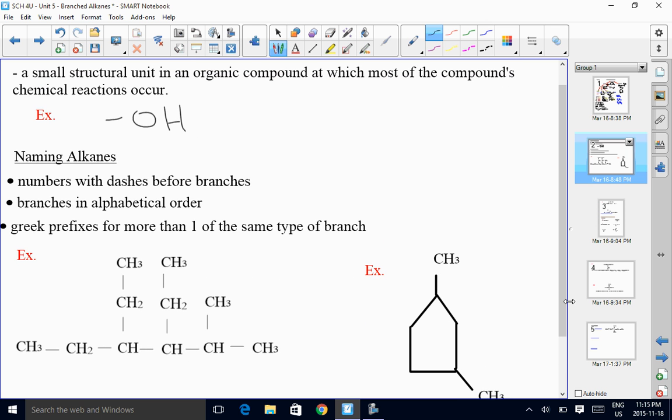All right, so let's get to naming alkanes. Naming alkanes.